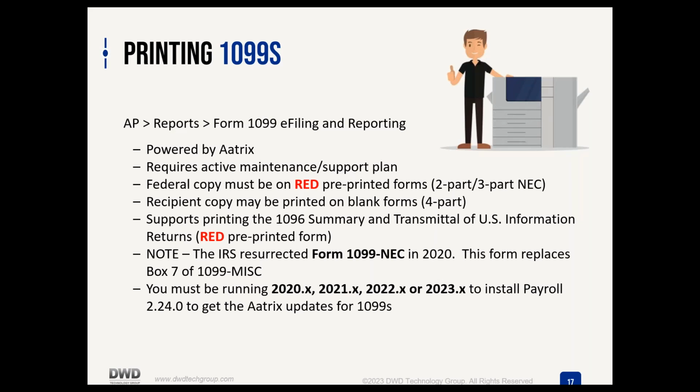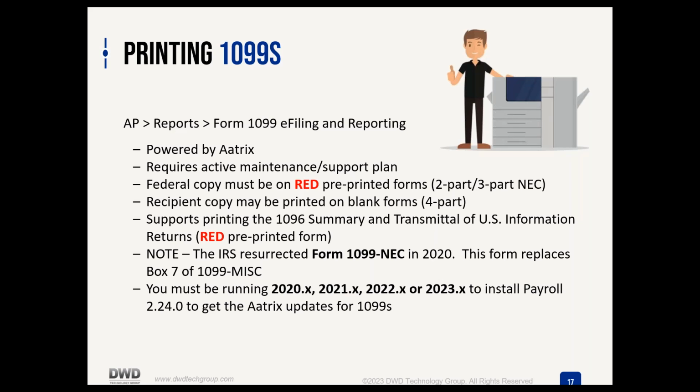As a side note, back in 2020, the IRS, I'm going to say resurrected, because apparently this form used to exist years past, the NEC form. So if you have people whom you are paying, and they typically had been your non-employee compensation, it was the old box 7 of the 1099 miscellaneous form, you must be filing these on the 1099 NEC form, and box 7 just doesn't exist anymore.